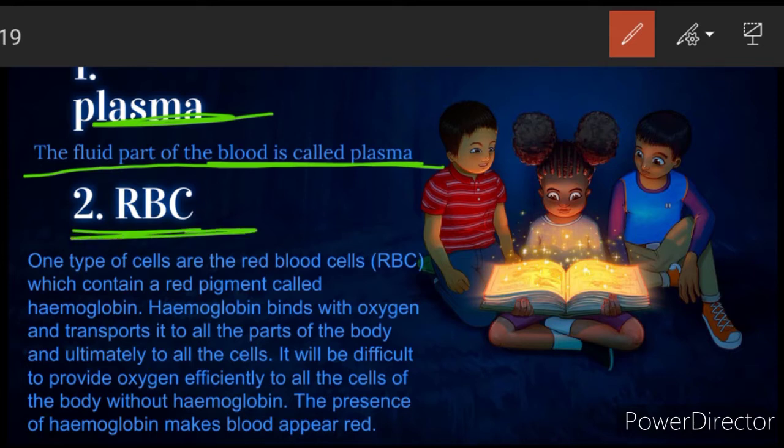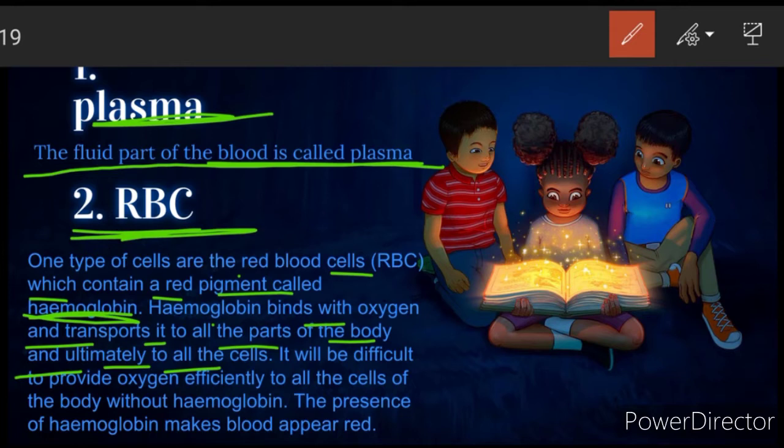Now what are RBCs? Moving on. One type of cells are red blood cells, which contain a red pigment called hemoglobin. So RBCs are those cells which have the red pigment known as hemoglobin. Hemoglobin binds with oxygen and transports it to all the parts of the body and ultimately to all the cells as well. What is it going to do? It is going to bind with oxygen.